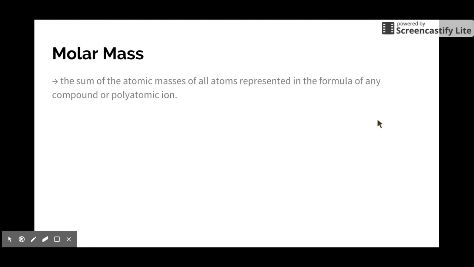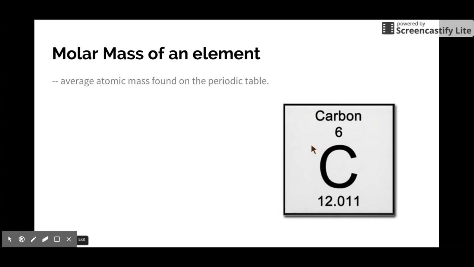A molar mass is the sum of the atomic masses of all atoms represented in a formula of any compound or polyatomic ion. That's a pretty intense definition there, but just to reiterate, if you had a compound or an element, a molar mass is just adding up all of the masses on the periodic table of that compound or element. Now, we'll have an example pretty soon, so if you just stay in touch, hopefully you'll understand.